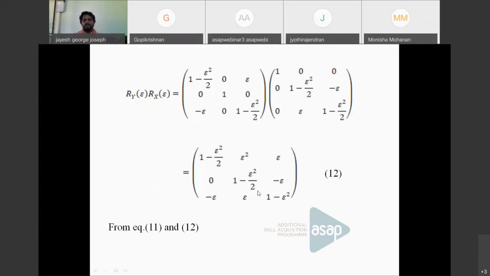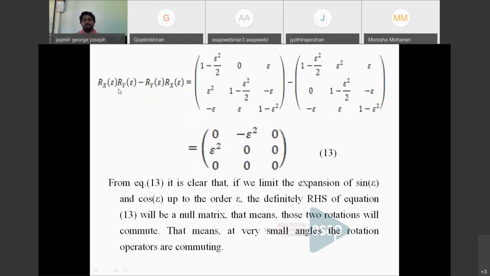From equations 11 and 12, we can write Rx Ry minus Ry Rx. This matrix is Rx Ry, and this matrix is Ry Rx, and we are taking the difference. For the first element, that is 0. Then minus epsilon square, and epsilon minus epsilon is 0, and here the difference is epsilon square, and then 0, 0, 0, 0, 0. This is equation 13.